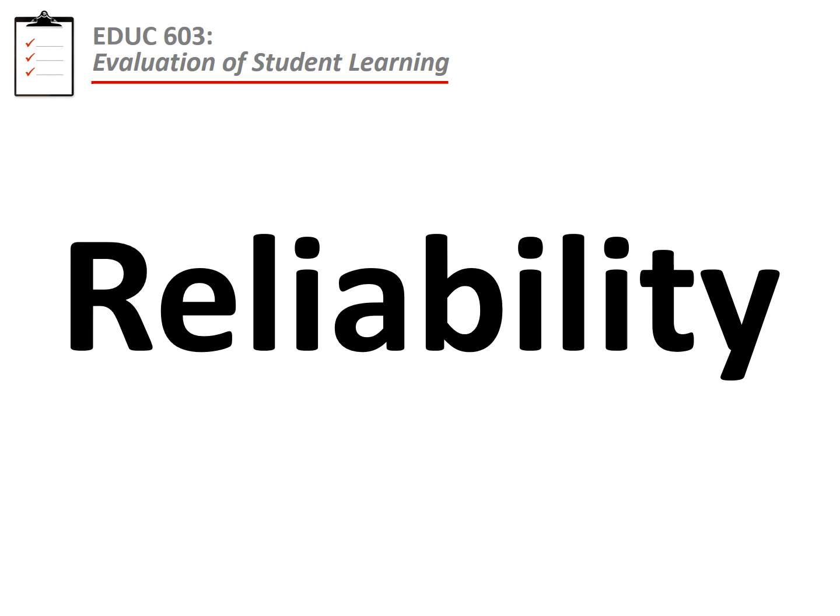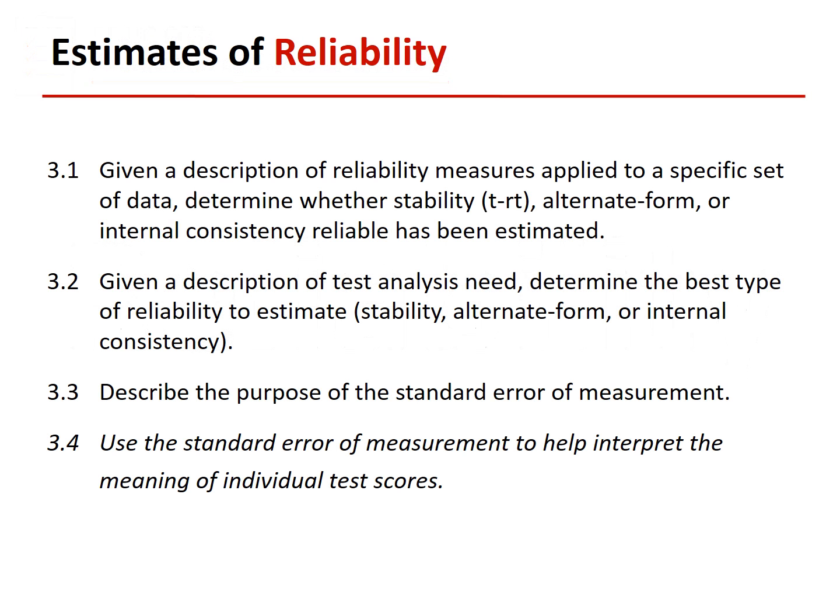This brief presentation provides information and some examples associated with reliability, or more accurately with estimates of reliability, and the role reliability plays in the development of effective assessment items. The information and examples in this presentation address 4 specific outcomes associated with reliability, and 3 of the 4 outcomes are also supported by information and examples in the course text.